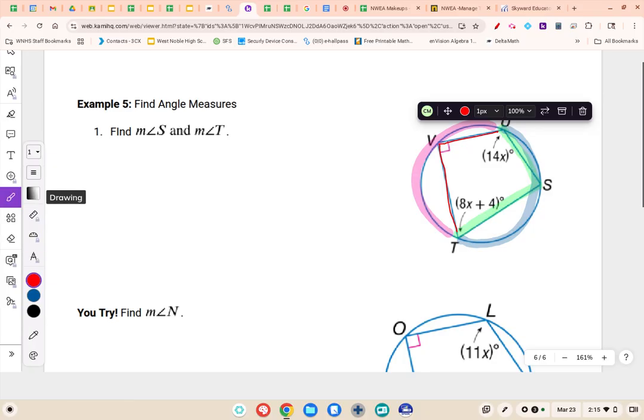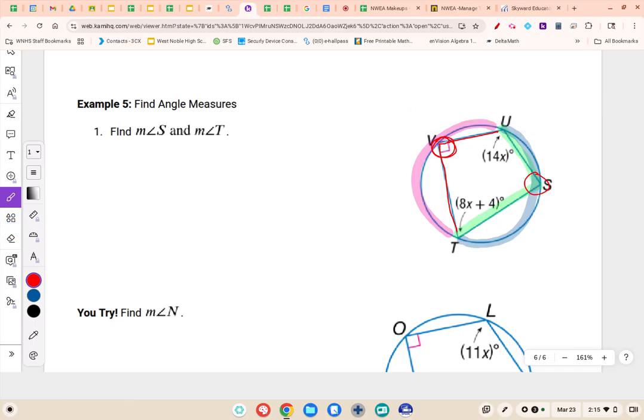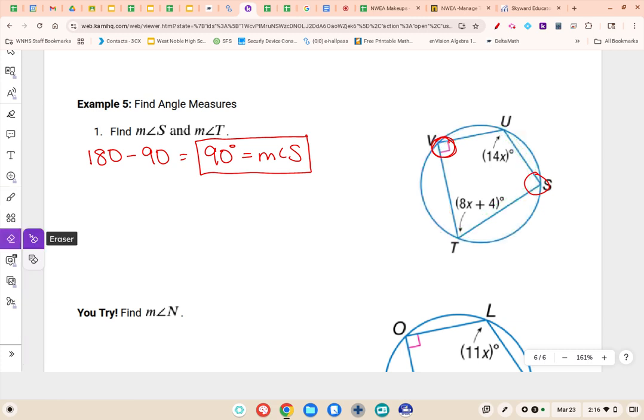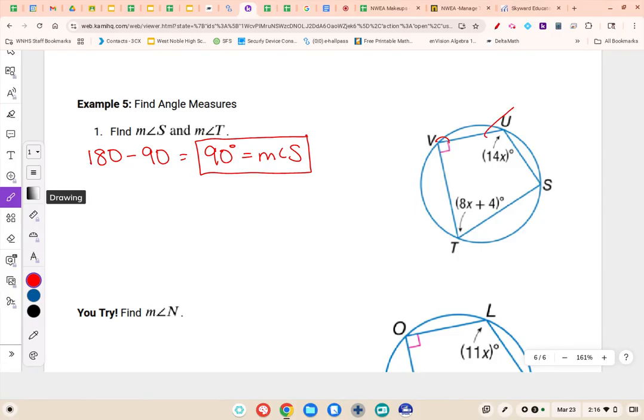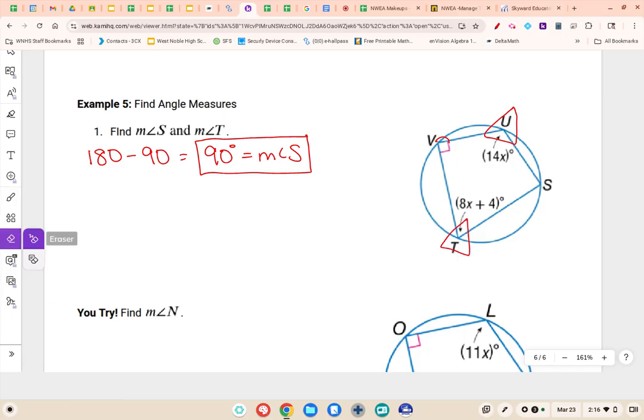So I first have to find angle S. So if I know angle V is 90, angle S has to be 180 minus 90. That one's kind of a freebie. That's fairly easy here because there's no actual math here. Next one, U and T work the same way. They are supplementary. These two angles are. They have to be because their intercepted arcs work together to form the whole circle.